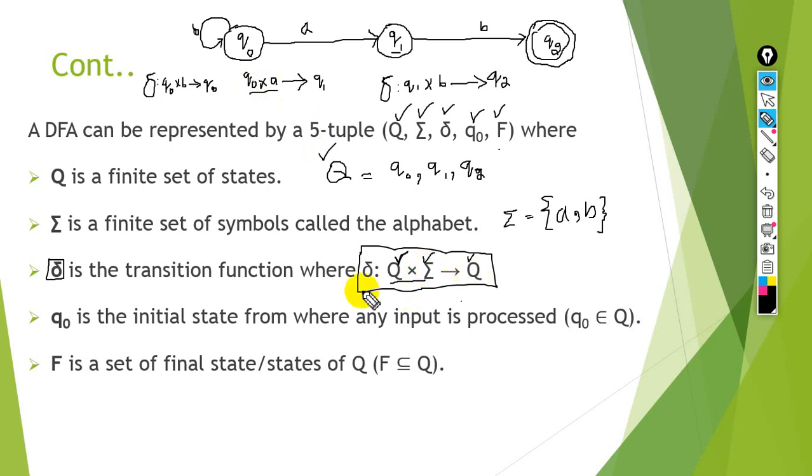So this is the representation of the transition function. Next, Q0 is the initial state from where any input is processed.